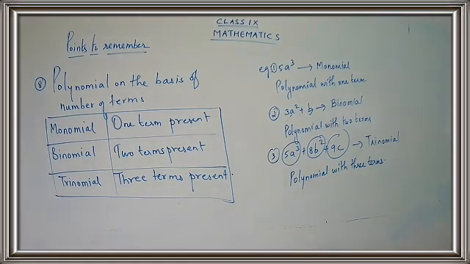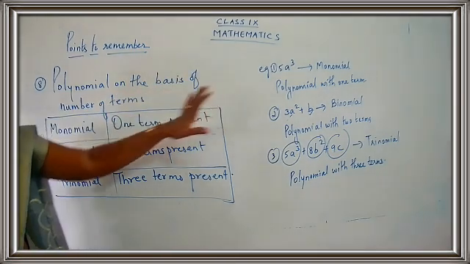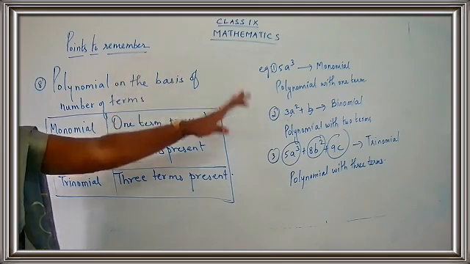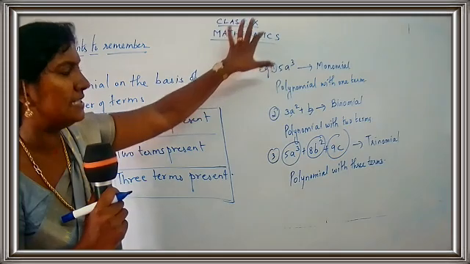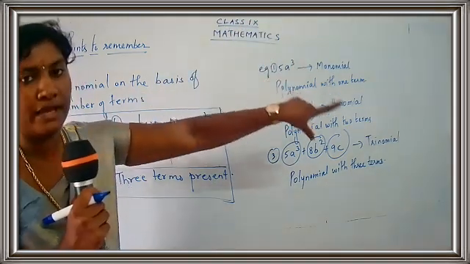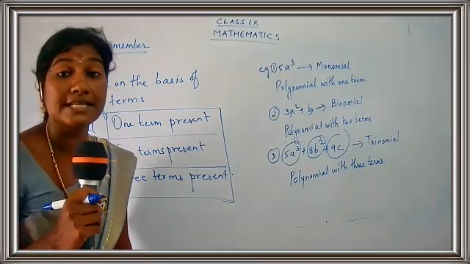Are you clear, children? So this was the first part of the polynomial. I have told you that a polynomial is differentiated in two ways: the first is on the basis of terms, and the second is on the basis of degree. We have just seen the basis of terms. If only one term is present, you call it a monomial. If two terms are present, a binomial. And if three terms are present, a trinomial.